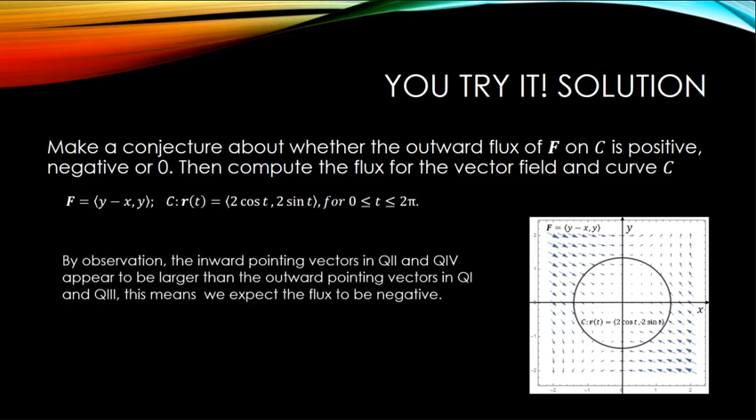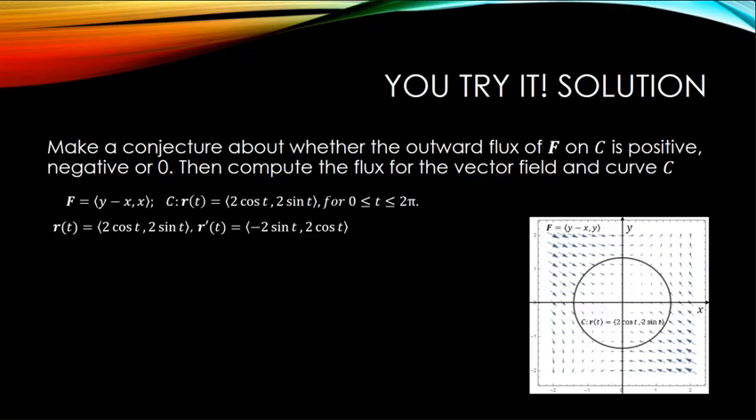I observe my vector field and my region C. I see that my vectors point inward in Q2 and Q4 and appear to be larger than the vectors that point outward in Q1 and Q3. This means that the magnitude of the inward pointing vectors is going to be overall greater in that region than the outward pointing vectors. This tells me that my flux should be negative.